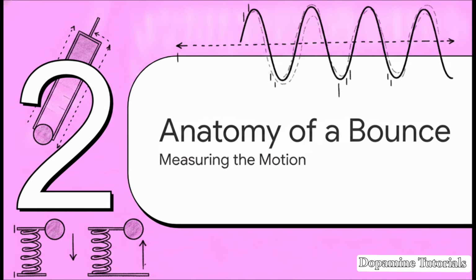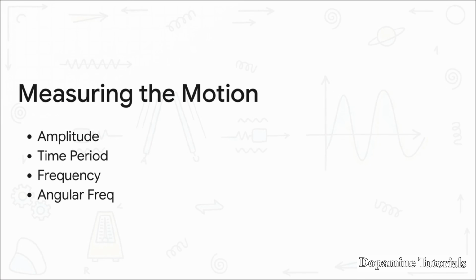Moving right along to Section 2, anatomy of a bounce. Okay, so these 4 simple terms let us completely map out the life cycle of a single bounce. Let's think about that playground swing once more. The amplitude is just how high you go, your absolute maximum stretch from the center. The time period is exactly how many seconds it takes you to swing all the way forward and then all the way back again. Now, frequency simply flips that around. It measures how many of those full back and forth cycles you manage to complete in a single second. And finally, angular frequency. That's just how physicists mathematically express how fast that whole cycle spins.